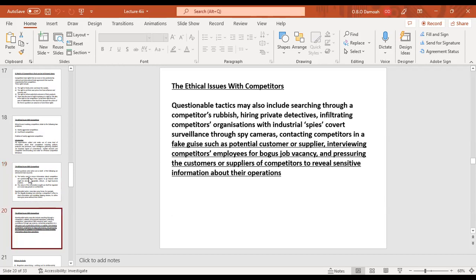Two, questionable tactics may also include searching through competitors' rubbish. Yeah, hiring private detectives, infiltrating competitors' organizations with industrial spies. Yeah, covert surveillance that nobody sees through spy cameras. Contacting competitors in a fake disguise, such as a potential customer or supplier. Interviewing competitors' employees for bogus jobs, jobs that do not exist. Yeah, pressurizing customers and suppliers of competitors to reveal sensitive information about their operations. Man, these are happening. And I'd like to draw your attention to all these.